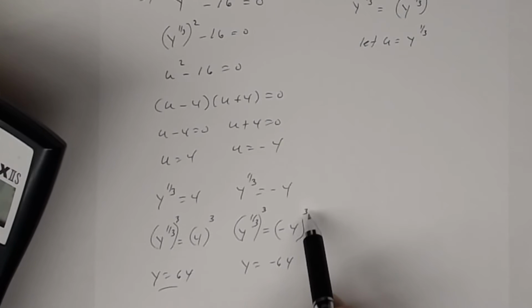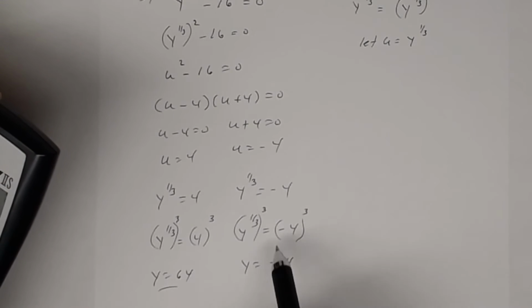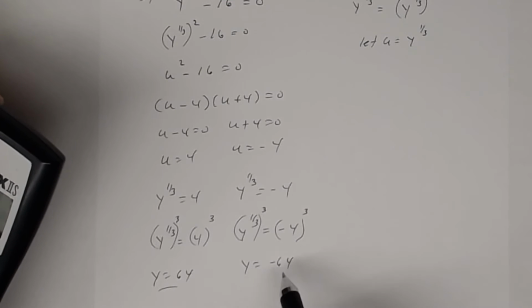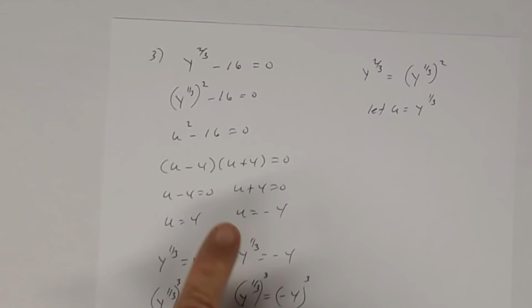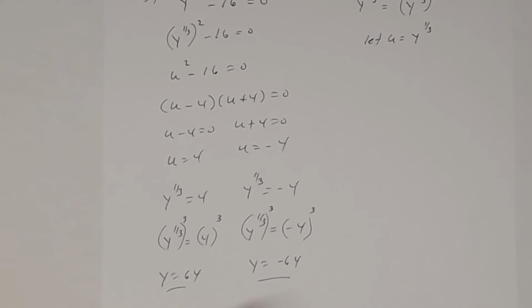But if that was an even power, you would have needed parentheses because any negative number raised to an even power is always positive. But this is odd, so that's why you had negative right here. So these are your two solutions. All right, so the solutions to this original equation is this.